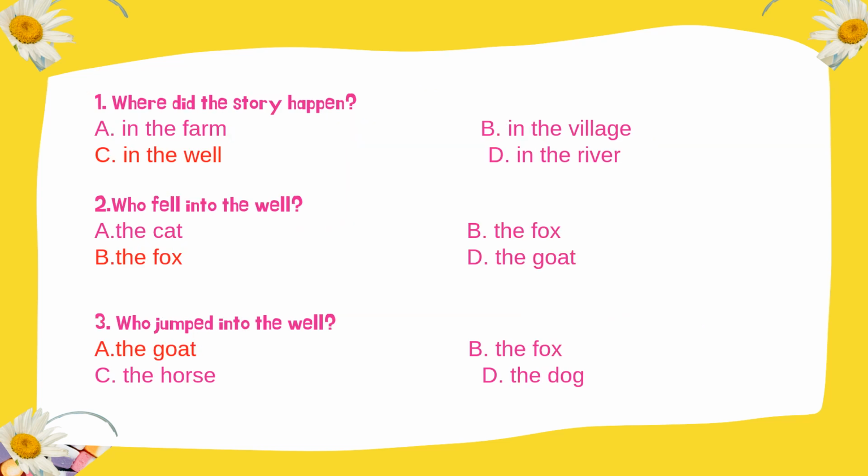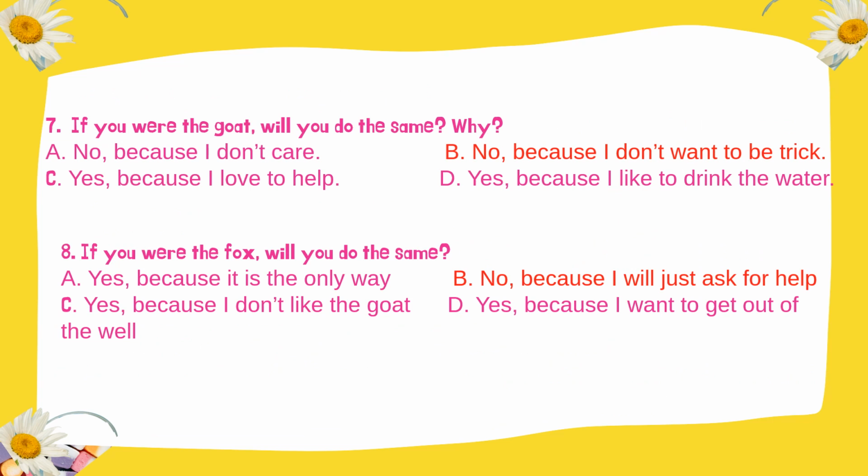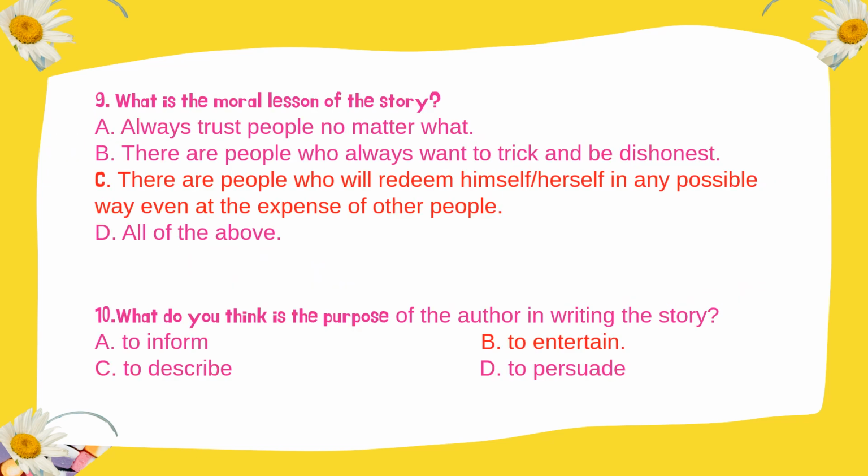Let's check your answers. For number 1, number 7, no, because I don't want to be tricked. If you were the fox, will you do the same? No, because I will just ask for help. Number 9, there are people who will redeem himself or herself in any possible way, even at the expense of the other people. Number 10 is to entertain.